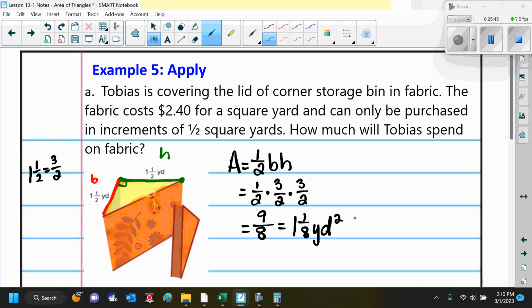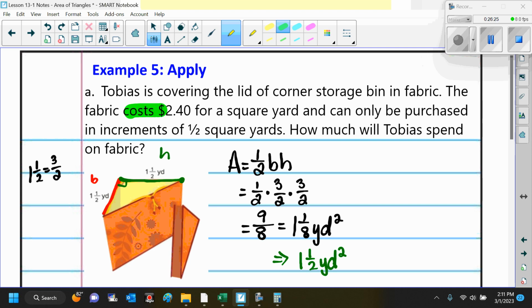Now, it also says that we can only purchase in half square yards. So 1/8 is smaller than 1/2. That means we will have to purchase 1.5 yards squared. That's what we have to purchase. Now we can look at how much we're going to spend.